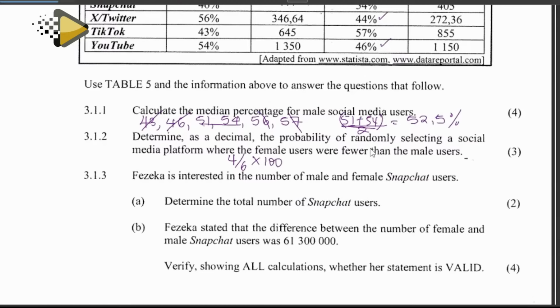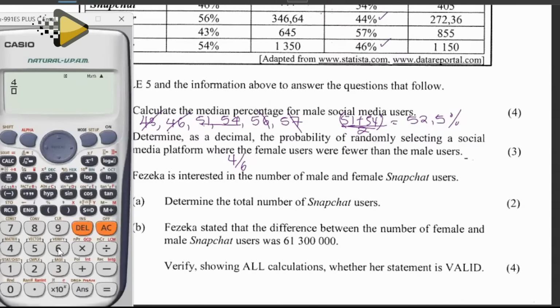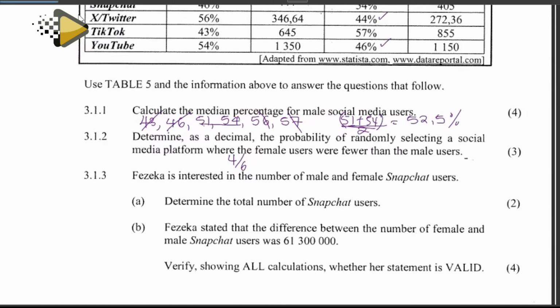Fewer than. So we have 4 out of 6. Sorry, as a decimal, not as a percentage. As a decimal, please. My bad. We said 4 over 6, and to press that, this one gives you 0.67. Okay.